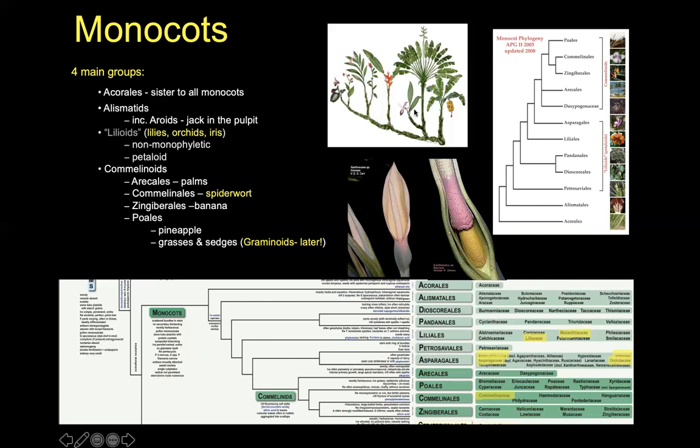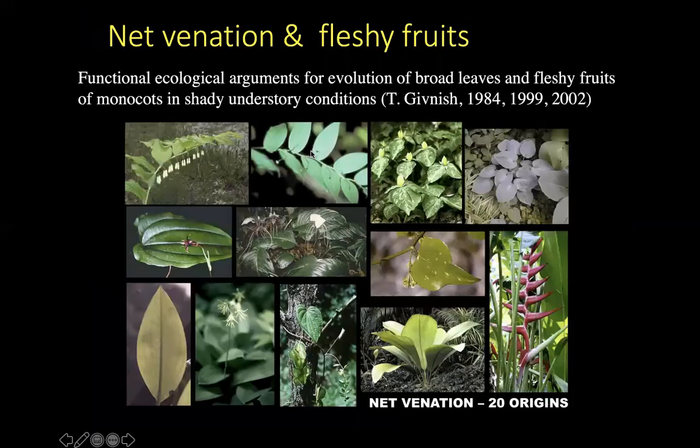So here's a picture up at the top showing some of the relatives found within the Zingiberales. Lots of really important tropical groups here with broad leaves in the understory. So that's kind of a broad brush picture of the monocots.